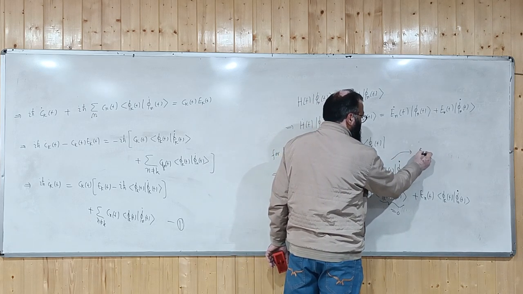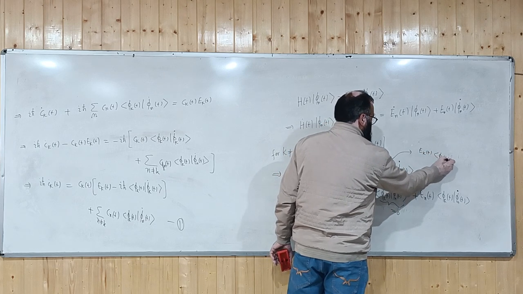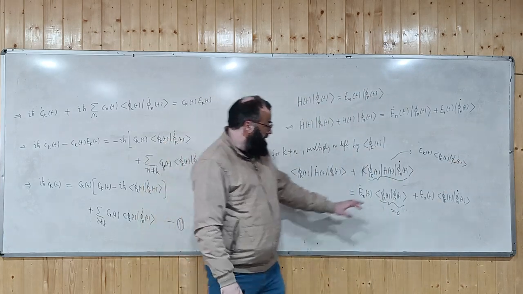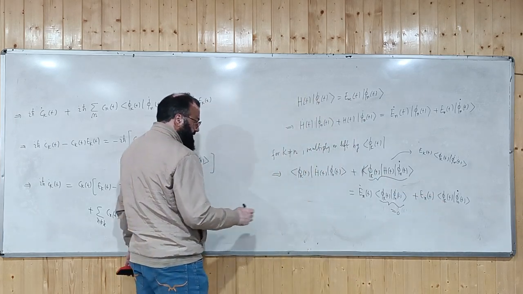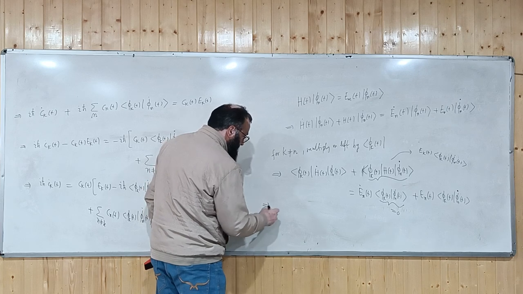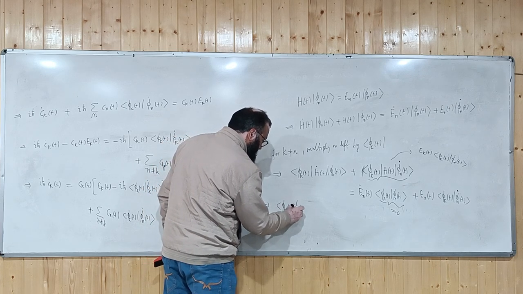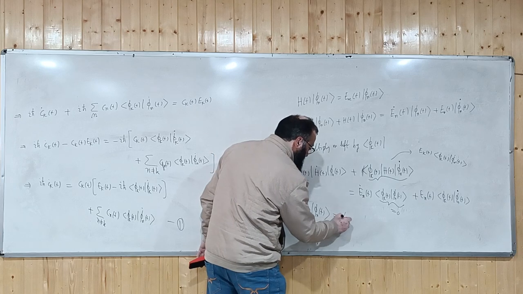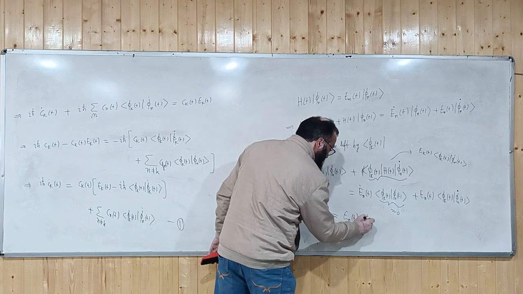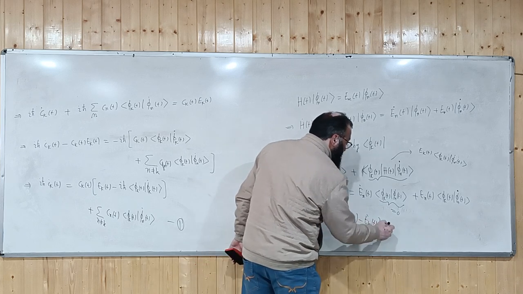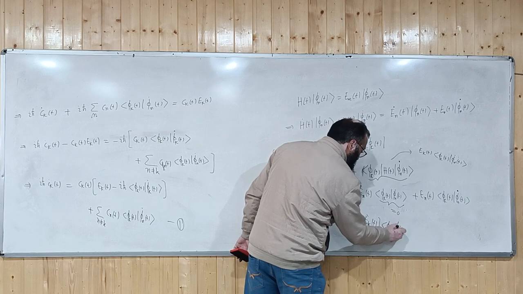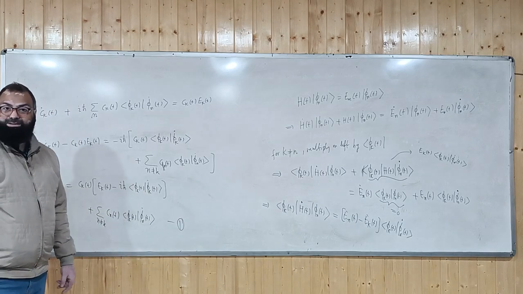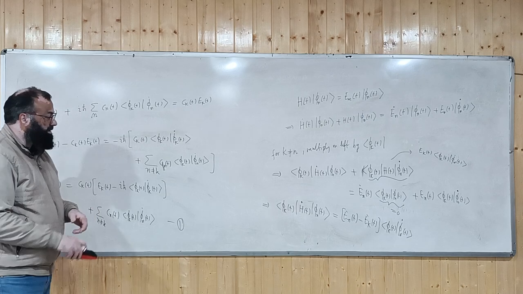So this term will give me simply E_k(t), φ_k(t) and φ̇_n. Clear? Got it? Okay. So now let's take this term on the left hand side, our right hand side, which implies φ_k(t) Ḣ φ_n(t) is equal to (E_n(t) − E_k(t)) times φ_k(t) φ̇_n. Got it? So now what you have got is φ_k and this φ_k φ̇_n, is it? So that is this very term you have got.